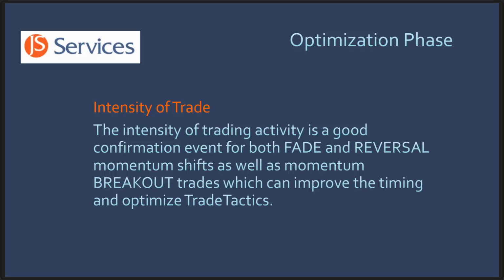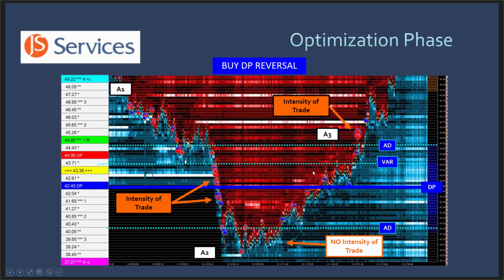So the other order book event is intensity of trade. The intensity of trading activity is a good confirmation event for both fade and reversal momentum shifts, as well as momentum breakout trades, which can improve the timing and optimize trade tactics. And so in the same reversal, again, this is a good tell here that we may be having an event. We're looking for that exhaustive event.